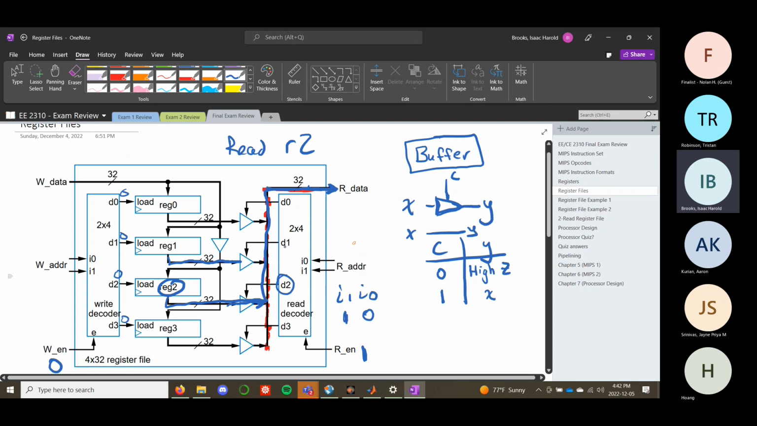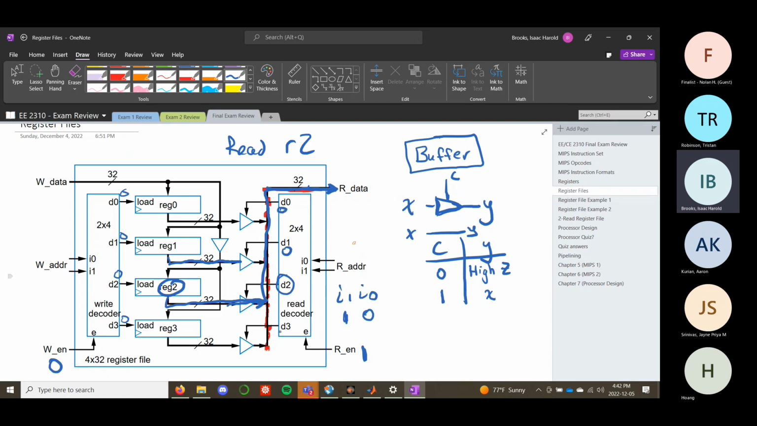Meanwhile, all the other D signals, the decoder outputs, are 0, which means that their buffers are like an open circuit. So the contents of register 3 are not making it to this line. The contents of register 2, or contents of register 1, are not making it to that line. Their only path is through the buffer, and the buffer control signal is 0. So it's disconnected. So in that way, we don't have any overlap. We don't have any competition. None of the other registers are writing onto this line. It's only one of them. There's a direct connection from register two to the read data line.